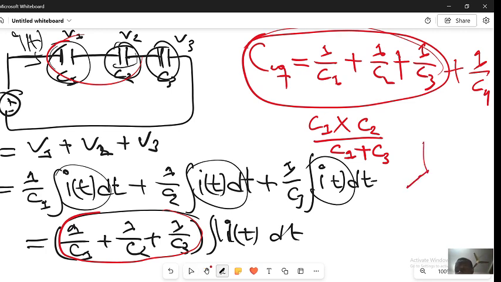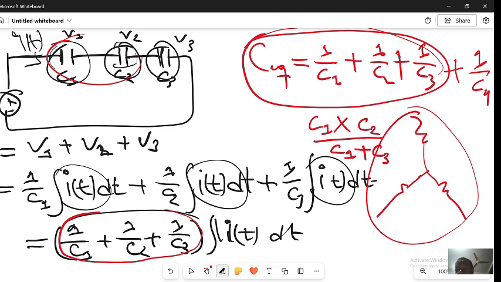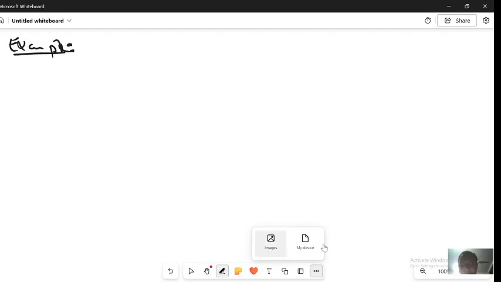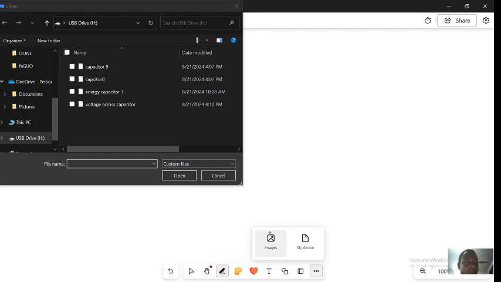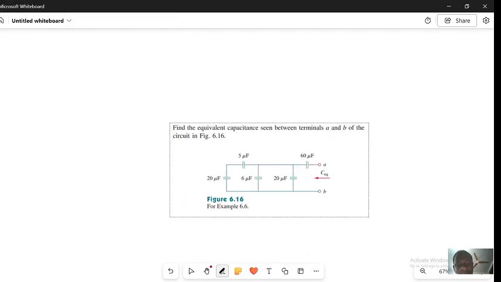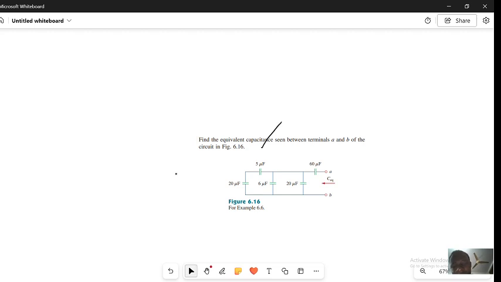For delta and Y, all are applicable for capacitors. Example of series and parallel of capacitors. We'll see some examples. Now let's see this. Let's see, for example, this one. He told us to find the equivalent capacitance.